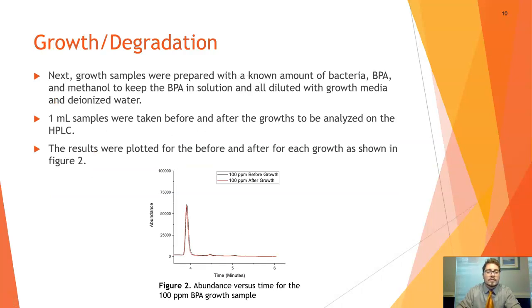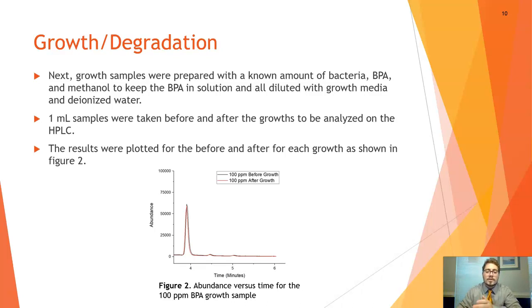So next, growth samples were prepared with a known amount of bacteria, BPA, and methanol to keep the BPA in solution, and all diluted with growth media and deionized water. Going back to what I mentioned before, we had to keep the BPA in solution without it crashing out or becoming a solid again. Whenever we were making new samples, we always had to make sure there was the same amount of methanol in there to keep the BPA dissolved, but also low enough that the bacteria could still thrive when being grown.